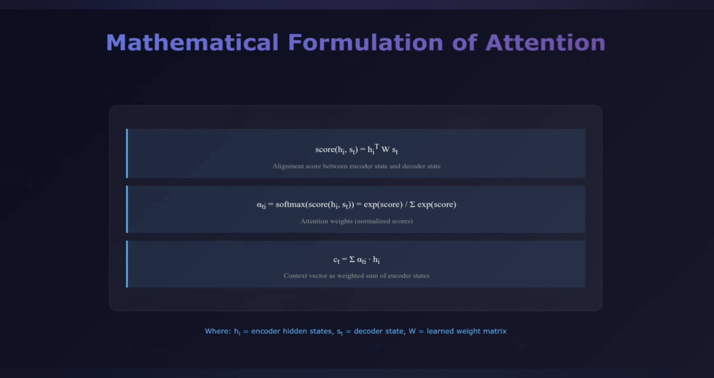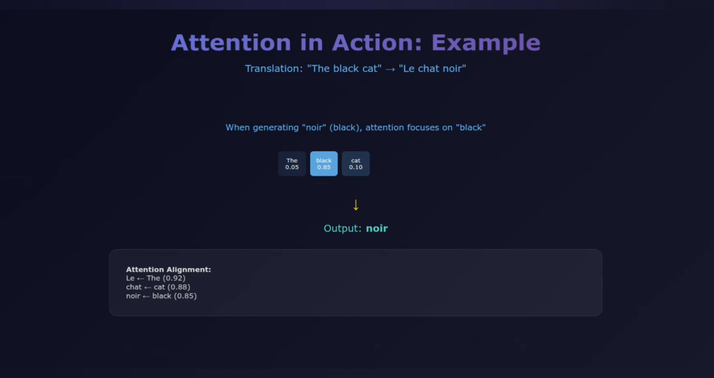Don't worry if the math seems dense, the intuition is simple. Score how relevant each input is, normalize those scores, then create a custom context by mixing the inputs according to those scores. Let's see attention in action with a real example.